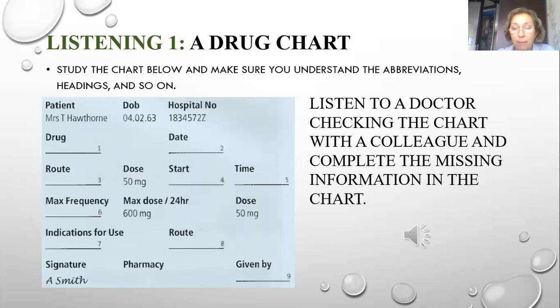Yes, ma'am. Ma'am, the drug is tramadol. The date is 15th October 2009. The route is intramuscular. And the starting date is 13th October and time is 11:30. And maximum frequency is every 4 hours. Then indication for use, as required, and route is intramuscular. And given by senior nurse Bond. His name is Bond.